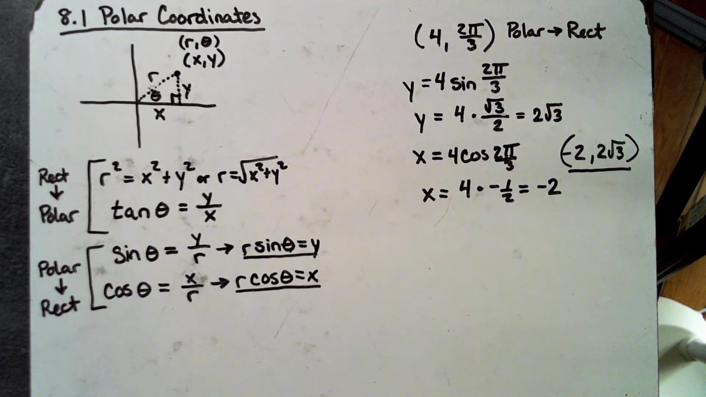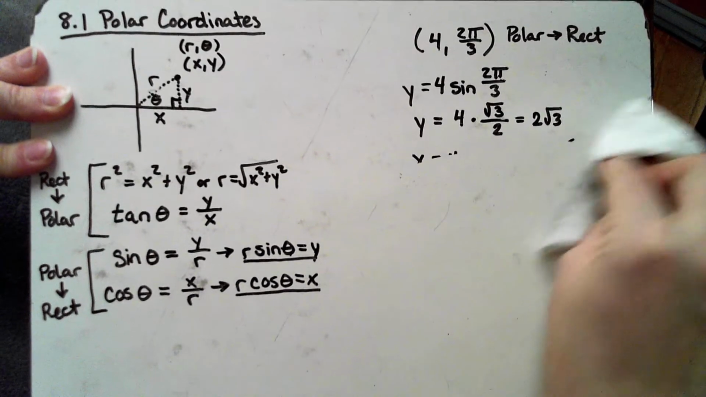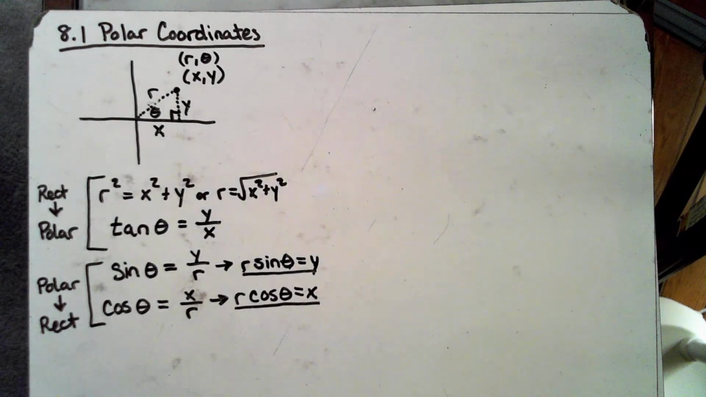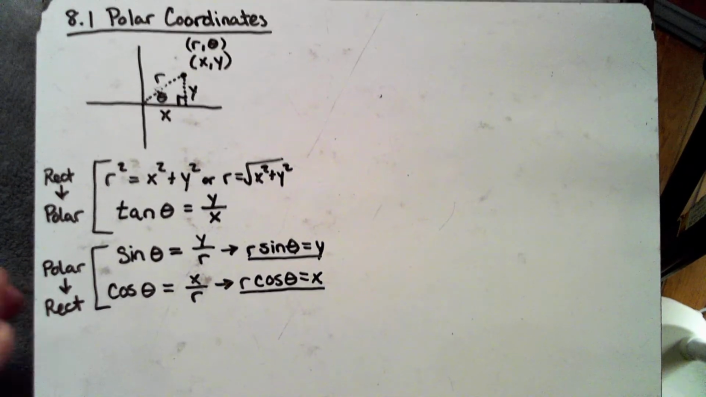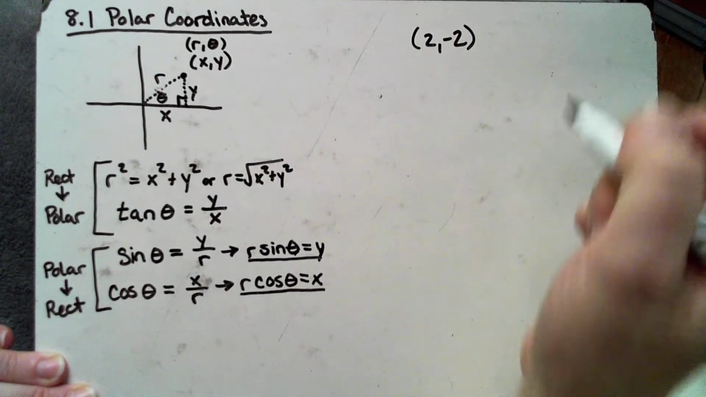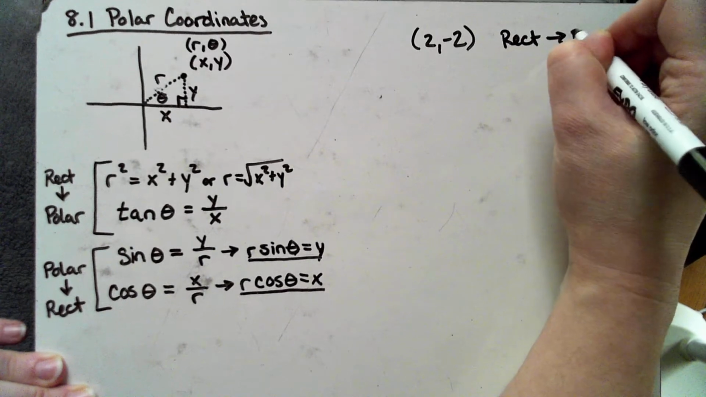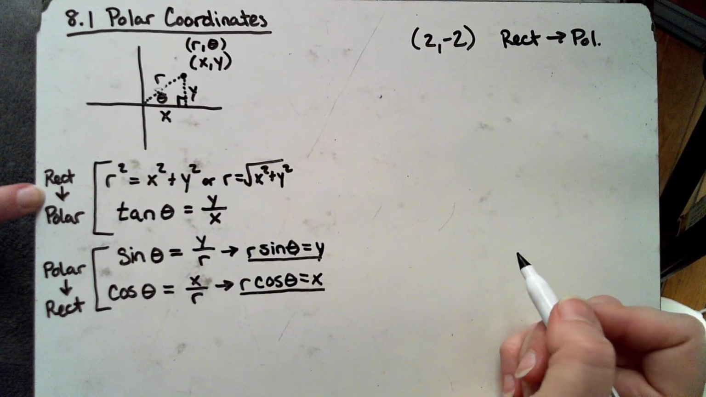Okay, let me show you an example going in the other direction. This time I'm going to give you a rectangular coordinate, and we're going to change it into polar form. So polar form from this rectangular one, and I have the point 2, negative 2. So I have rectangular, and I'm going to polar. So that's this one right here.